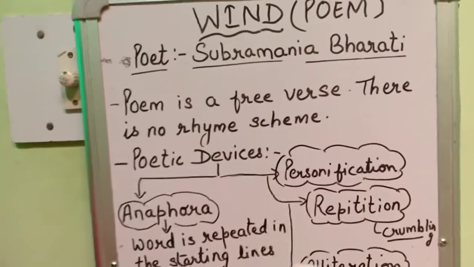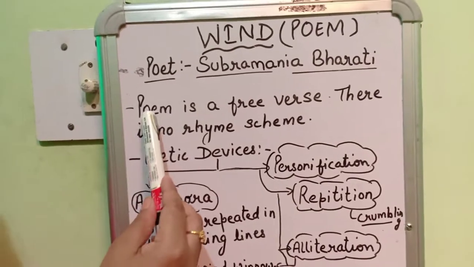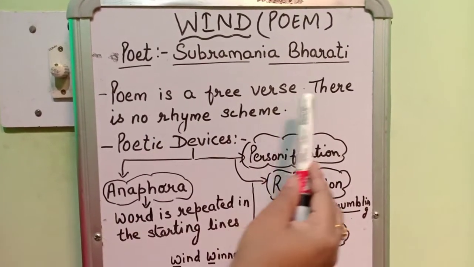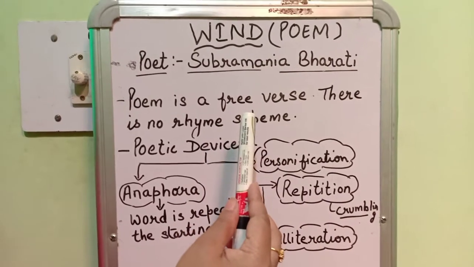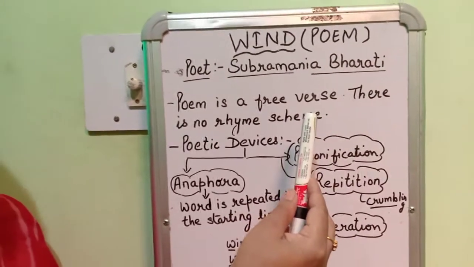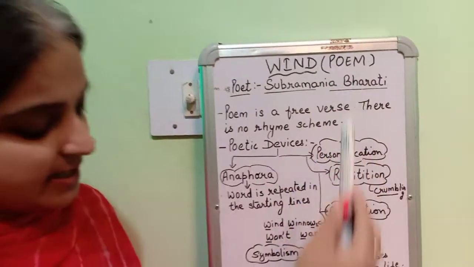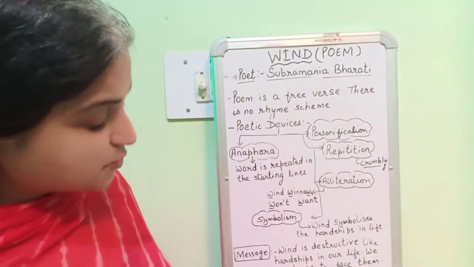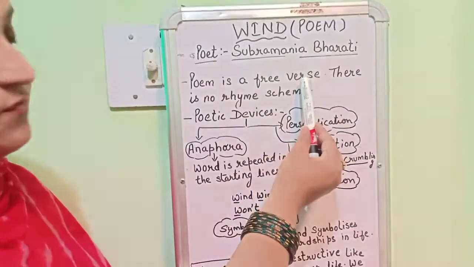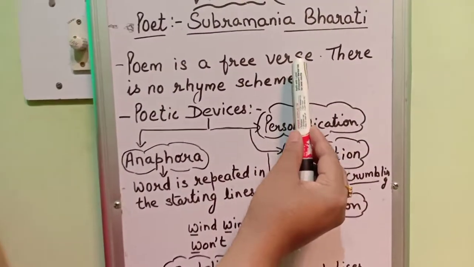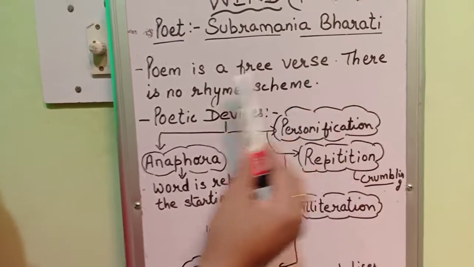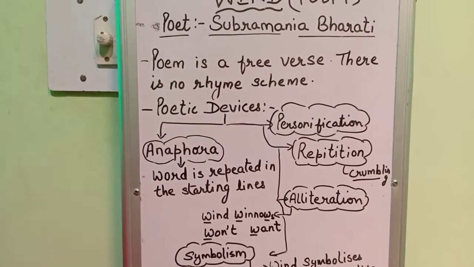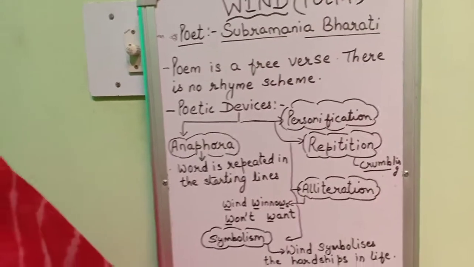First of all, I am going to tell you that the poem is a free verse. Free verse means that there is no rhyme scheme. I think you all are well aware of the rhyme scheme, where one line of the poem rhymes with the other. But here in this poem there is no rhyme scheme and it is a free verse. Where there is no rhyme scheme, the poem is a free verse. Okay, now first of all I am going to discuss the poem with you.